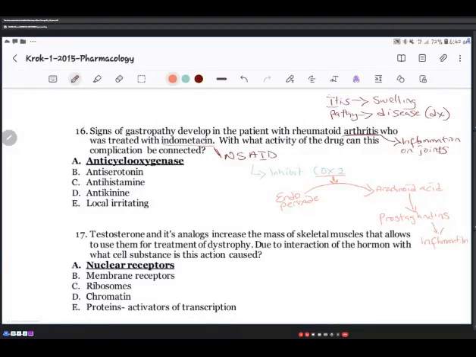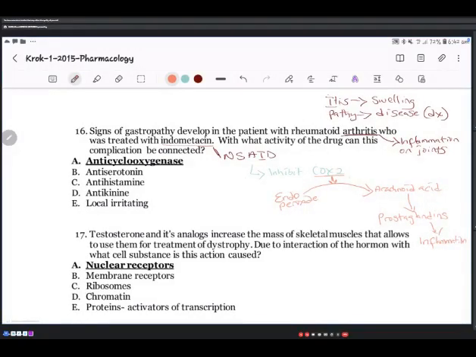Now this NSAID goes to inhibit COX-2. So as it's inhibiting, there will be no conversion from endoperoxide to arachidonic acid. So they're asking us what the activity of this drug is. We can see here in the options we have anti-cyclooxygenase. Yes, that's the activity, anti-cyclooxygenase, just like I've explained here.